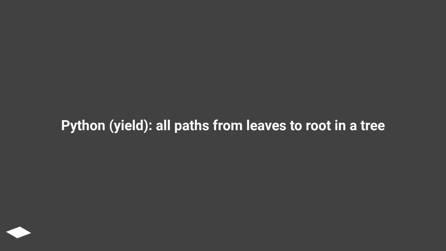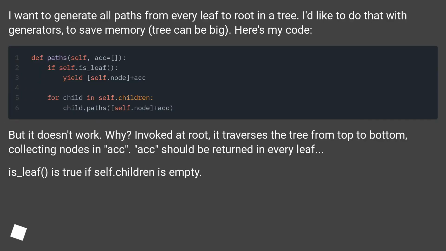Python, yield, all paths from leaves to root in a tree. I want to generate all paths from every leaf to root in a tree. I like to do that with generators, to save memory. The tree can be big. Here's my code. But it doesn't work. Why?